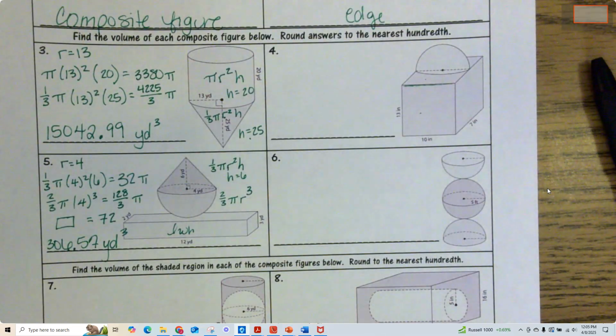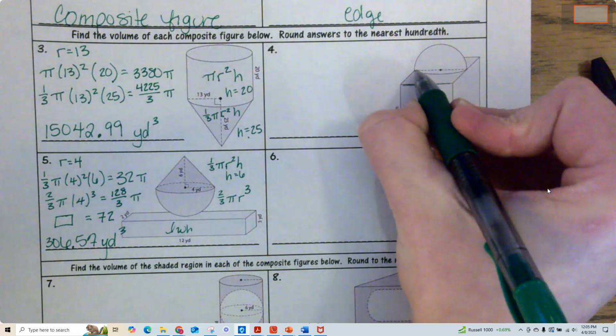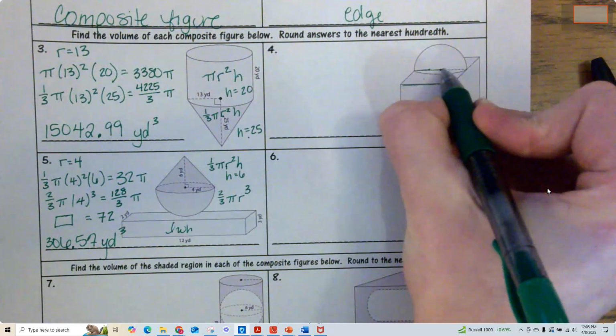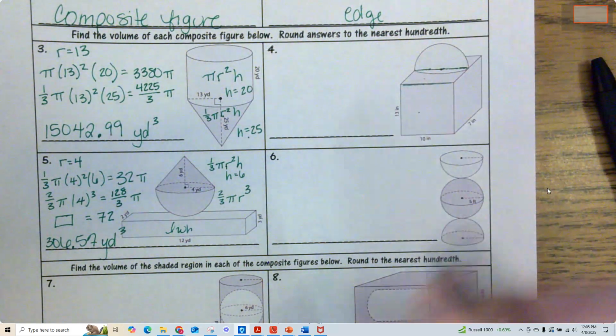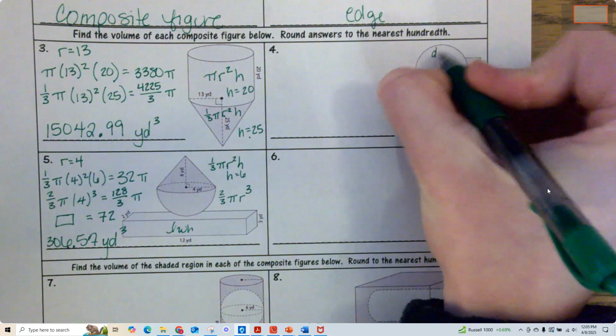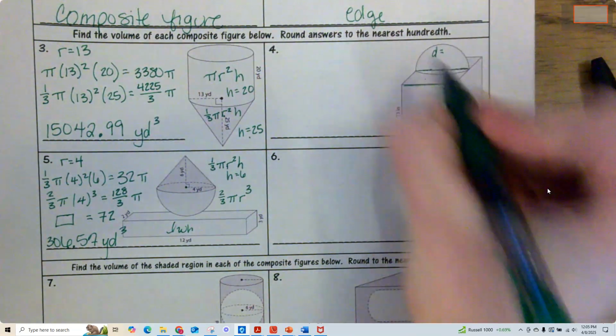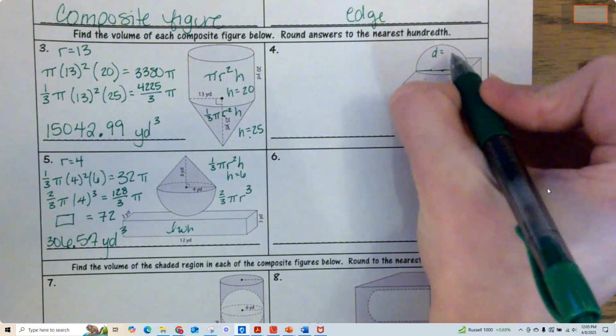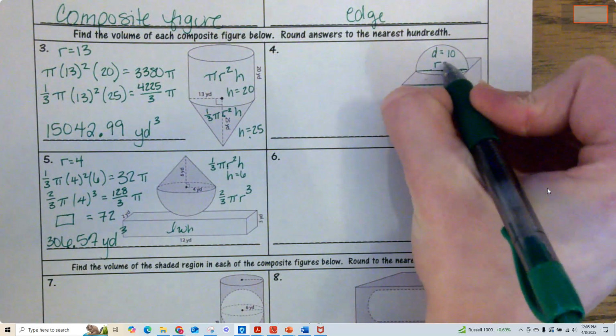Helpful hints. See how this goes all the way across here? Is that a radius or a diameter? So what is the diameter of that thing? 10. So see how it goes across that same distance? So what would the radius be?